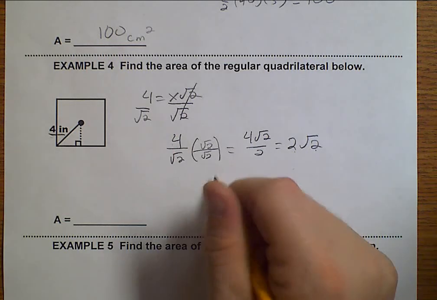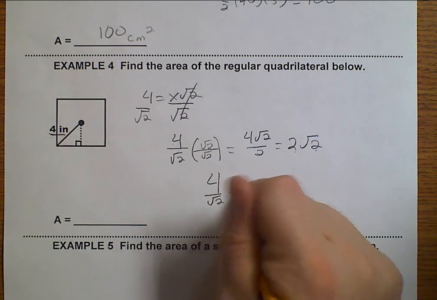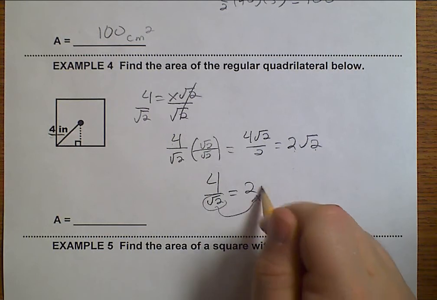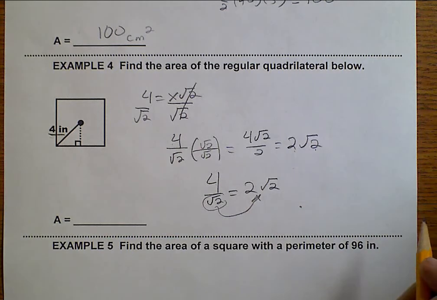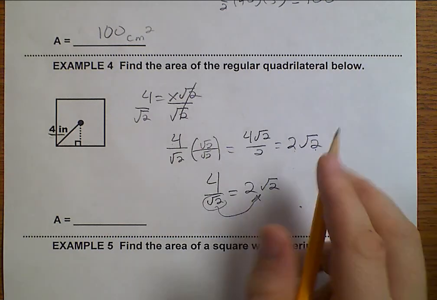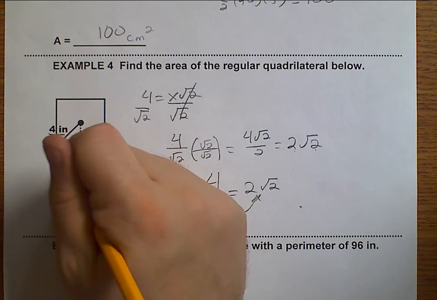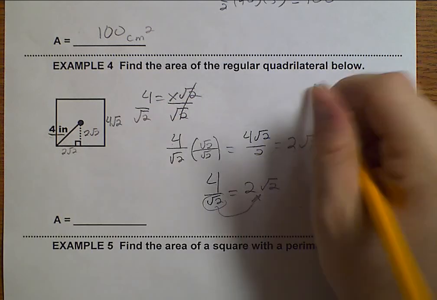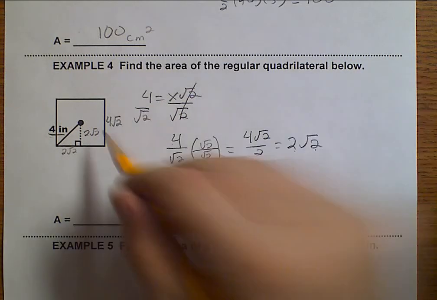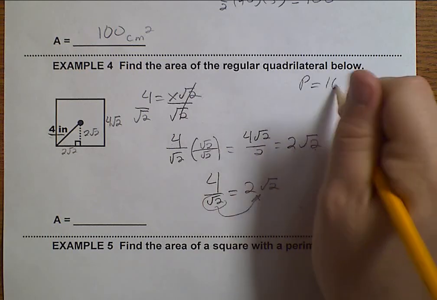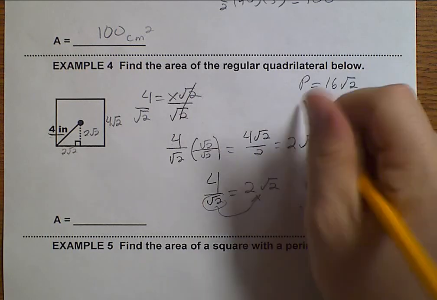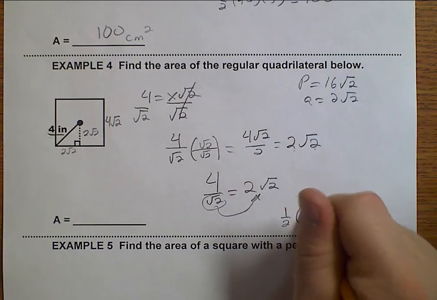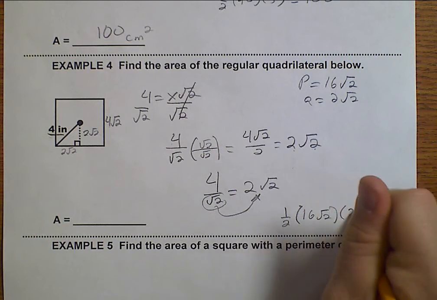So let me work this a different way. So 4 divided by the square root of 2. 4 divided by 2 is 2. And then I tack on the square root of 2. So that means that this is 2 square root of 2, 2 square root of 2, 4 square root of 2. So if that's 4 square root of 2, 4 times 4 is 16 square root of 2 is my perimeter. My apothem is 2 square root of 2. So do 1/2 times 16 square root of 2 times 2 square root of 2.